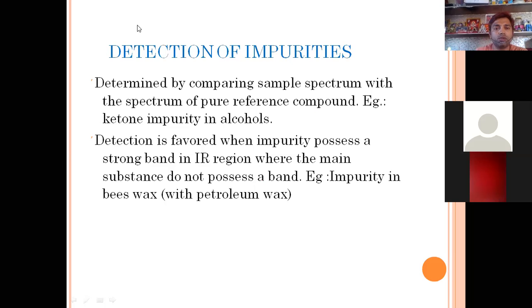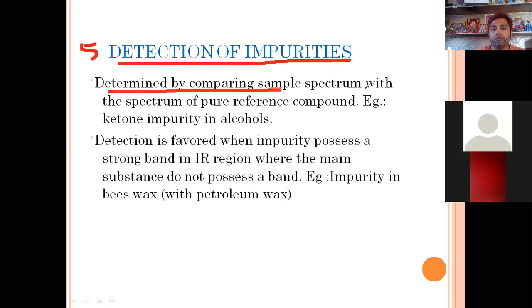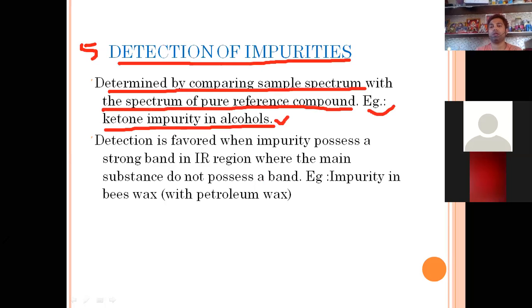Now, the fifth one: detection of impurities in the compound or substances. It is determined by comparing the sample spectrum with the spectrum of a pure reference compound. For example, ketone impurity in alkanes can be detected. It can be used for detection of impurities in compounds.